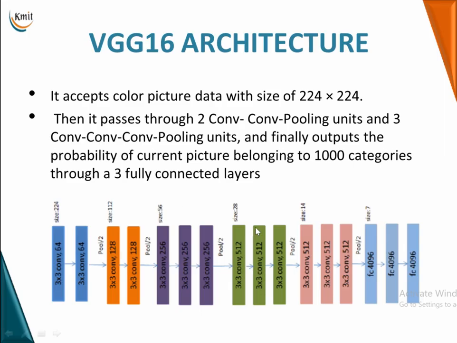So this was the same 1000-category application, and you are using the VGG16 architecture. I have now explained to you today about AlexNet and VGG16. There are further ones which we are going to see in our subsequent topics.